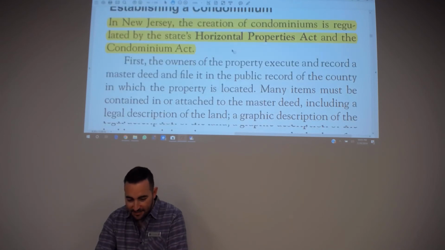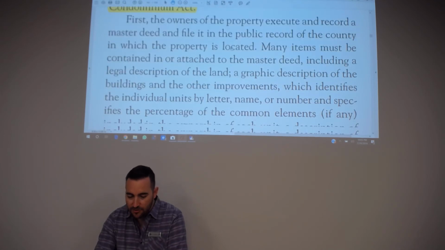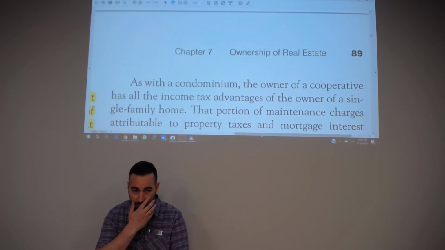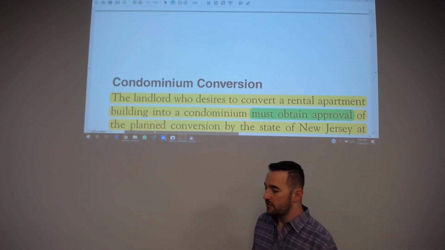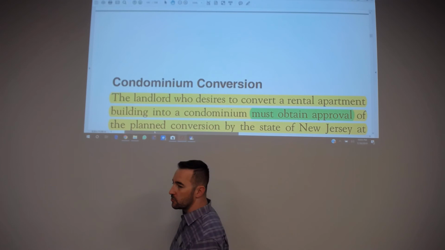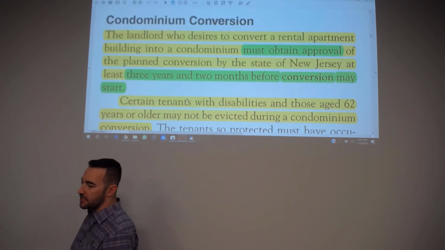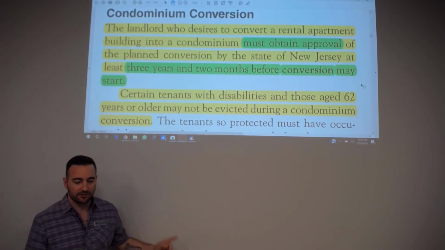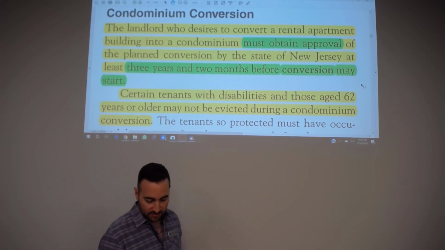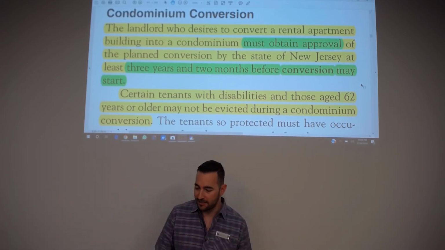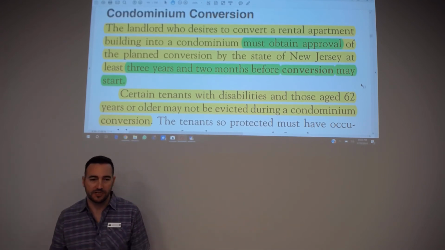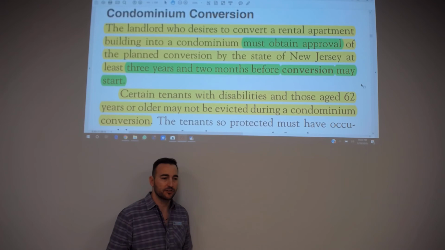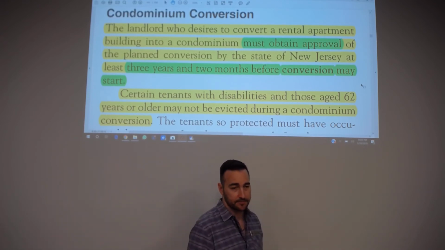Easy, right? Next page, where it says condo conversion, this you need to know. The landlord who desires to convert a rental apartment building into a condominium must obtain approval. Look, I have this underlined. You must obtain approval of the planned conversion by the state of New Jersey at least 3 years and 2 months before the conversion may start.